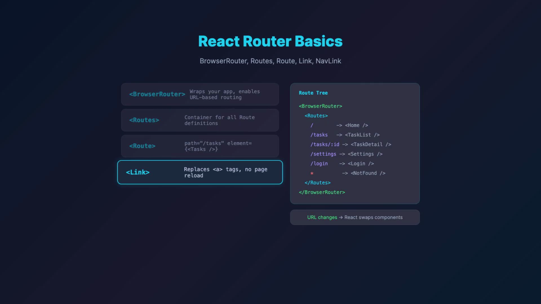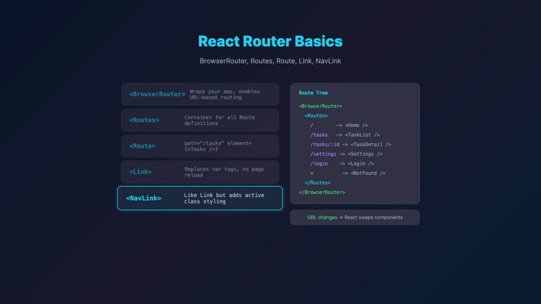NavLink is like Link, but it knows when its path matches the current URL. It adds an active class so you can style the current page in your navigation. This is how sidebar menus and tab bars highlight the active item. A catch-all route with path * handles 404 pages. Any URL that doesn't match a defined route renders your NotFound component.